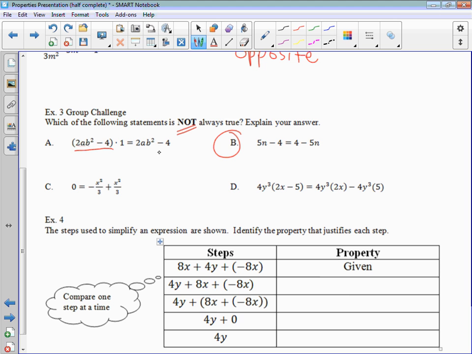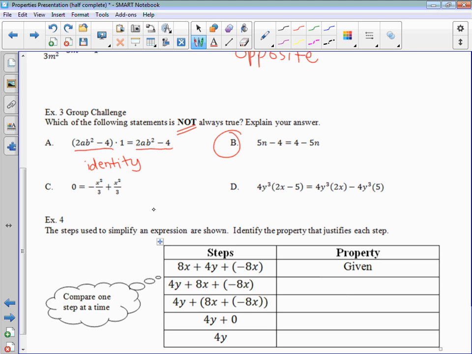That is the exact same as that. So what property says you can't change, right? It's the identity property. So that's why it's always true, because the identity property says you can multiply anything times 1 and it won't change.